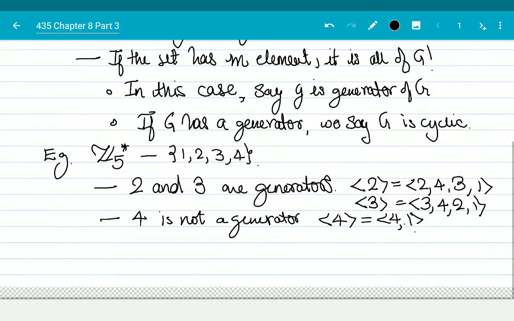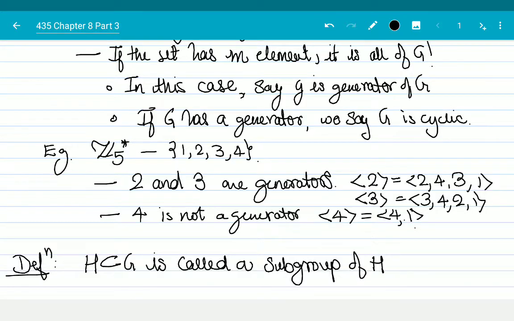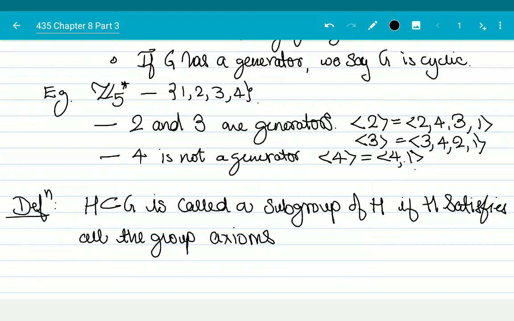Now, let me define something. Define H belonging to G is called a subgroup of G if H satisfies all the group axioms for the same operation as G.